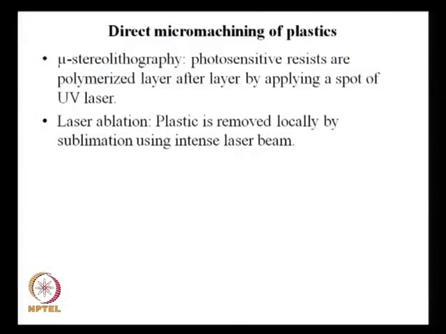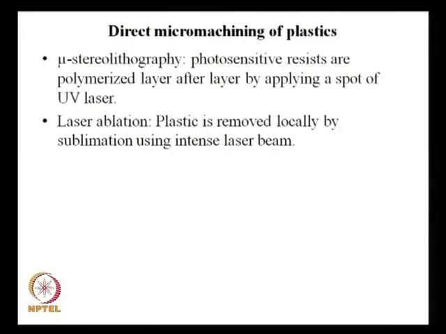So, it is a completely different type of approach. It is different from the casting or molding that we have talked about. It does not have any replica. It will have a mask and a laser light which will ensure that the polymer material solidifies. So, in microstereolithography, photosensitive resists are polymerized layer after layer by applying a spot of UV laser.